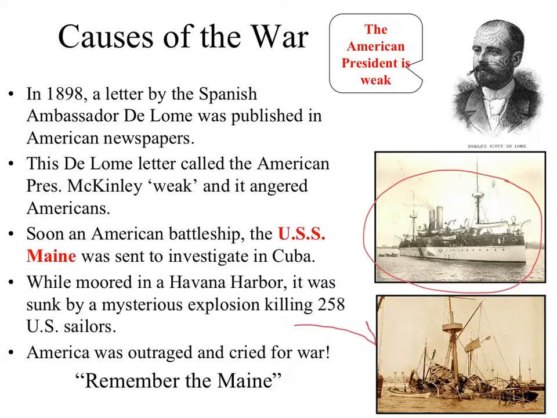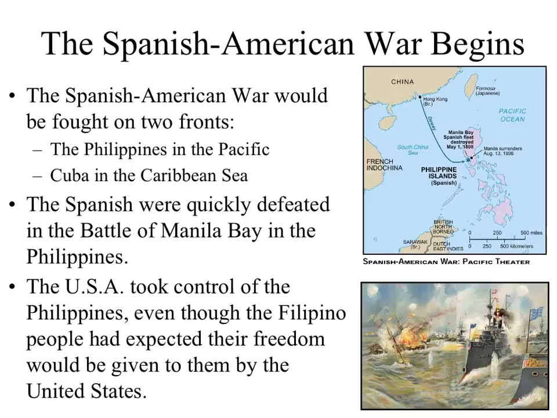Over 200 Americans were killed in that explosion. Now think back to yellow journalism. They want to sell newspapers. So they say, hidden Spanish torpedo destroys the Maine. And so we start to hear rallying cries of remember the Maine, which is similar to remember the Alamo. So the Spanish-American War begins not long after that.